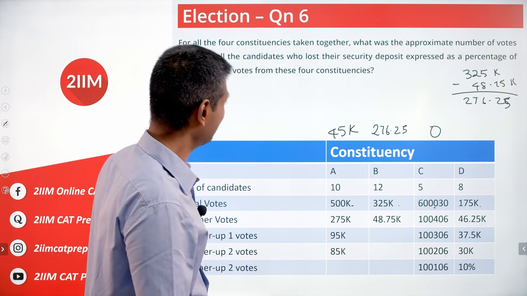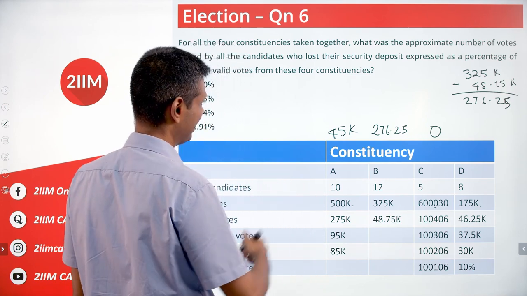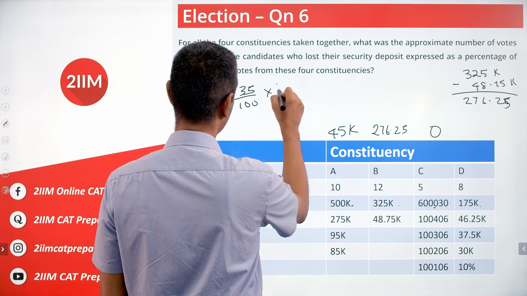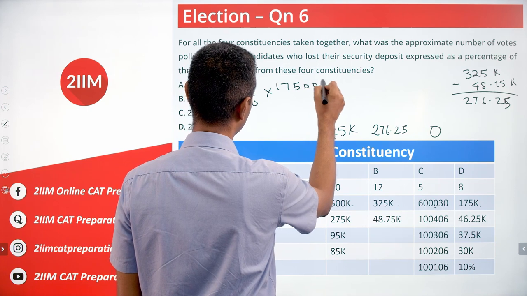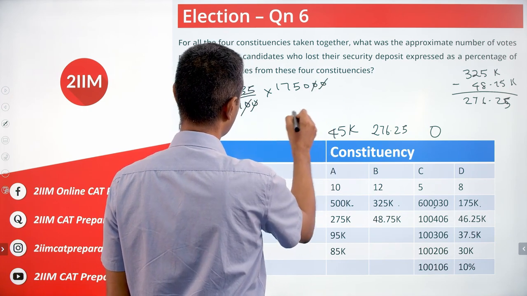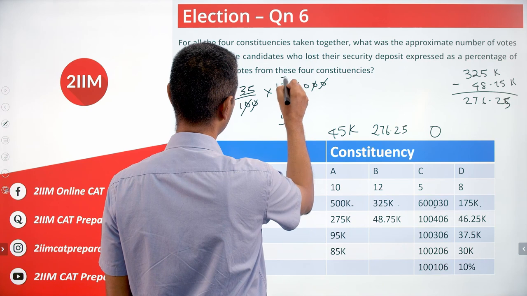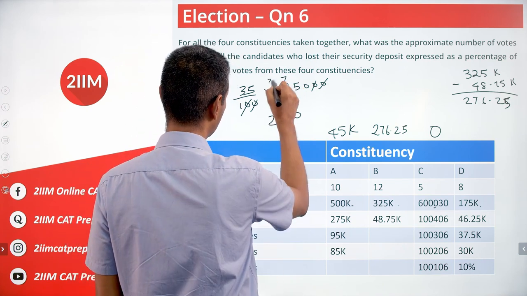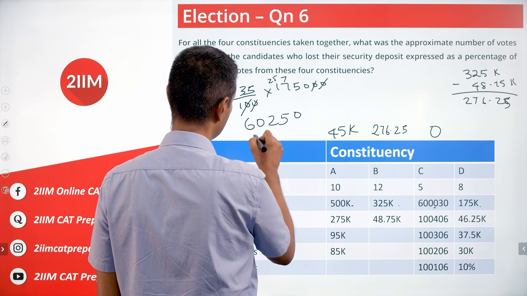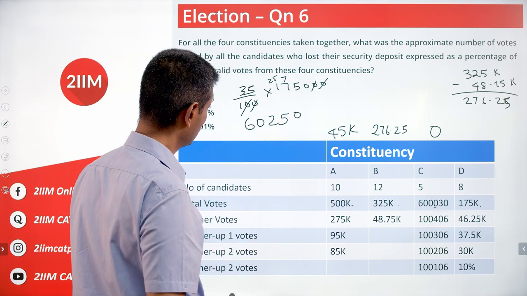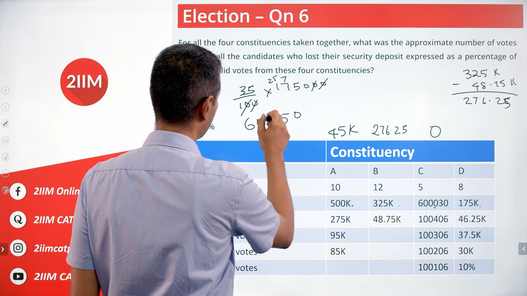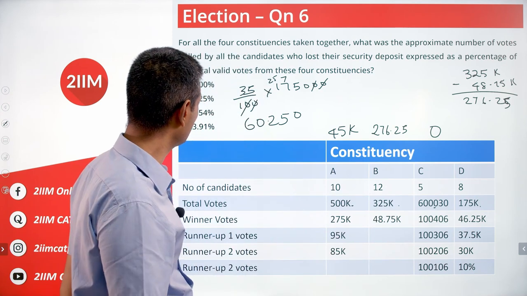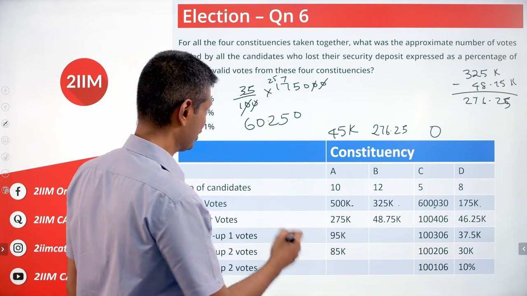So, 35% of 175K. I have to find the number. So, 35 by 100 times 175,000. 35 fives are 175, 35 sevens are 245, 252, 225. 60,250. So 60.25K. This is the largest number. 276.25, and then 60.25, 45. I'm going to add these three numbers.